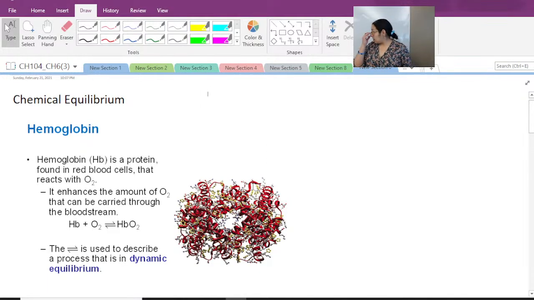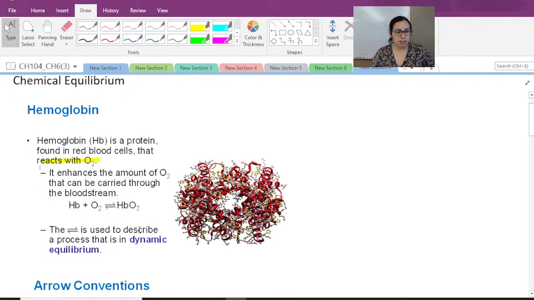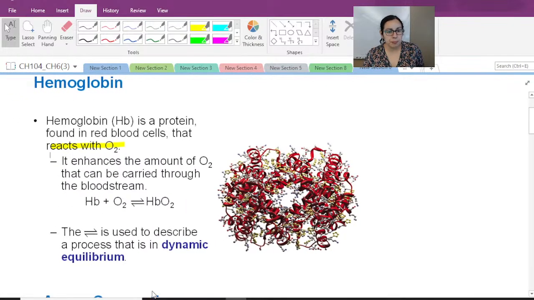Let's think about hemoglobin. We have hemoglobin here, this protein, and of course it has iron in its active center here. The important part that we care about is that it binds with oxygen. Now we have to think about this equilibrium process and how that works to bring oxygen to our body. And we have this equation: non-complex hemoglobin plus oxygen makes our complex hemoglobin-oxygen molecule.